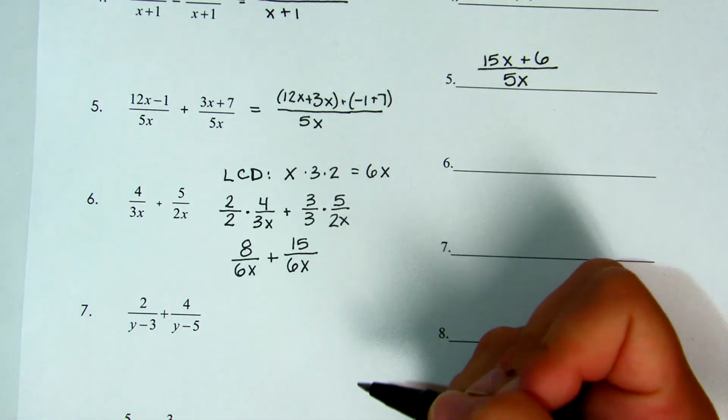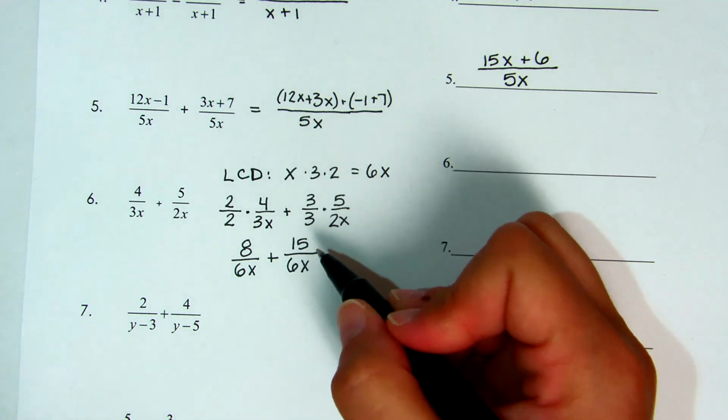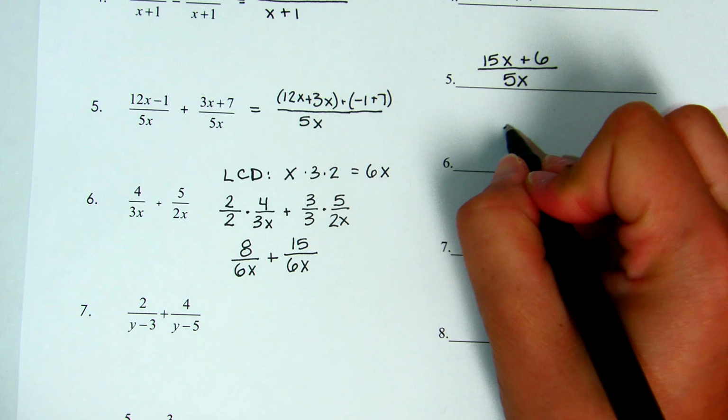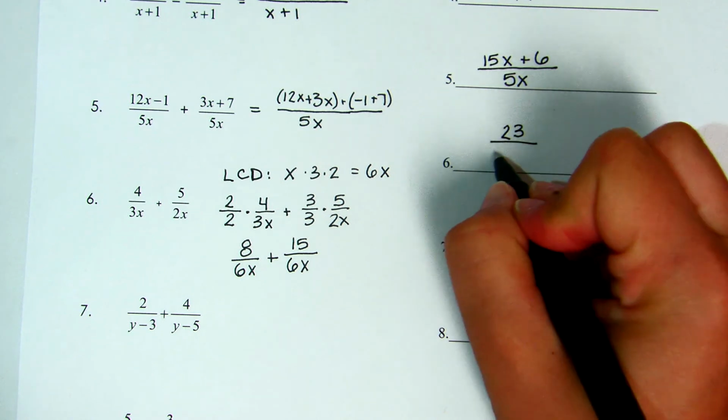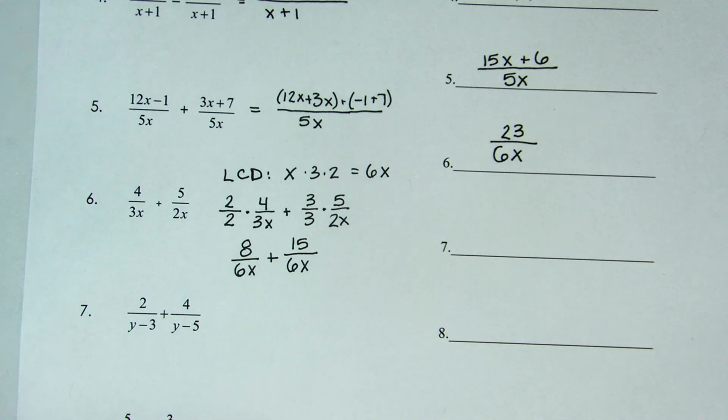Now it's just like 1 through 5. 8 plus 15 is 23, over my common denominator, 6x.